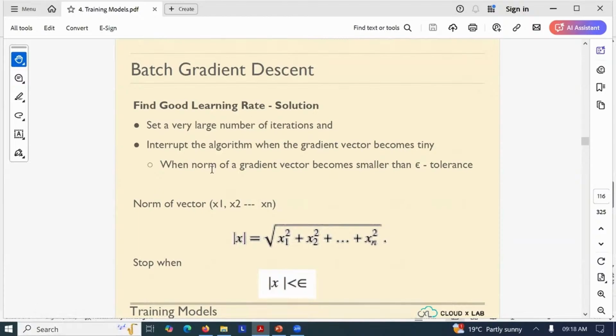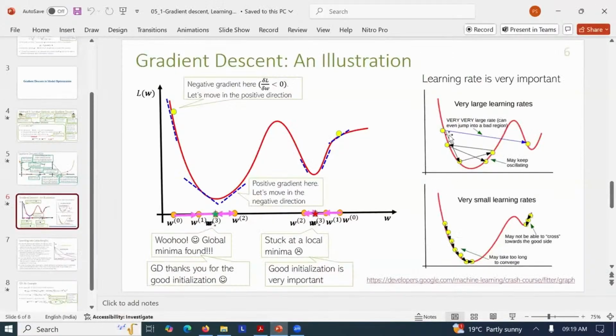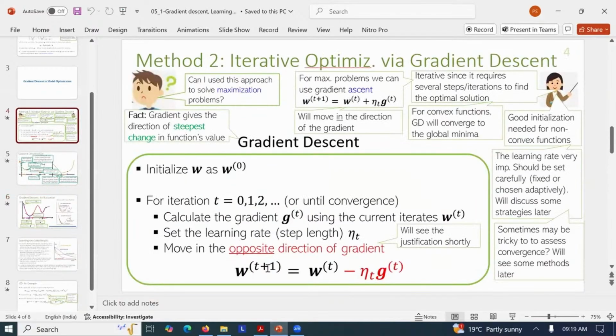So here the common practice is we will set a large number of iterations, and we will stop our algorithm when the gradient becomes tiny, when the gradient becomes nearly equal to 0, or 0. So let's say we can set the number of iterations to 1,000, and let's say after 100 iterations, if the gradient becomes tiny, then we will stop at that point, right? Because we don't know how many times we have to use this equation to get the optimal value, right? Number of iterations we don't know.